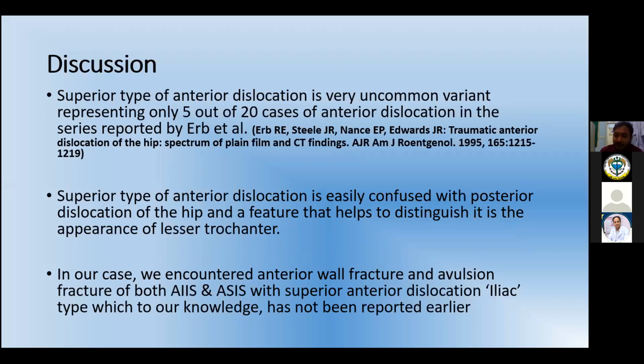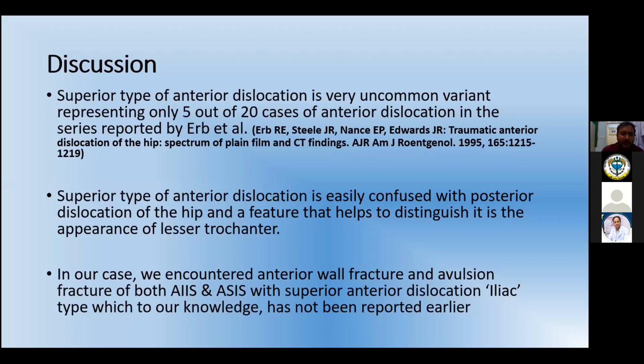Superior type of anterior dislocation is easily confused with posterior dislocation of the hip, and a feature that helps to distinguish it is the appearance of the lesser trochanter, which is more prominent in the anterior superior dislocation due to axial rotation of the femur. In our case, we encountered anterior wall fracture and avulsion fracture of both ASIS and AIIS with superior anterior dislocation, iliac type, which to our knowledge is not reported till now.